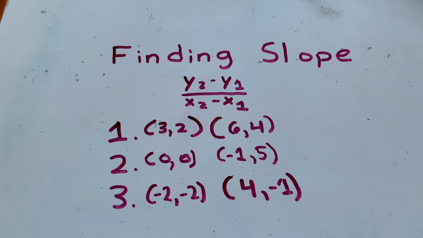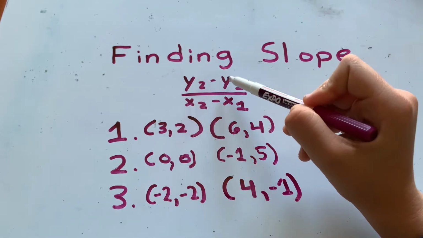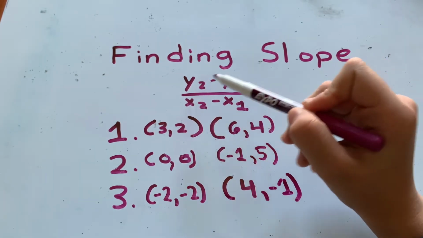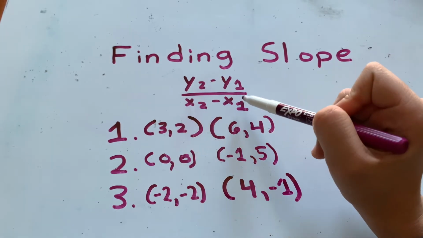Boom. Slope can be found using 2 points, through the equation: y from point 2 minus y from point 1, divided by x from point 2 minus x from point 1.